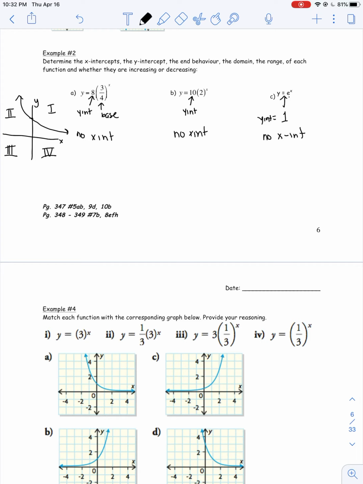So that means that the graph starts in quadrant II in Roman numerals, and it goes to quadrant I. So that's what should happen for all of these graphs. It should always start in quadrant 2 in exponentials and go to quadrant 1.